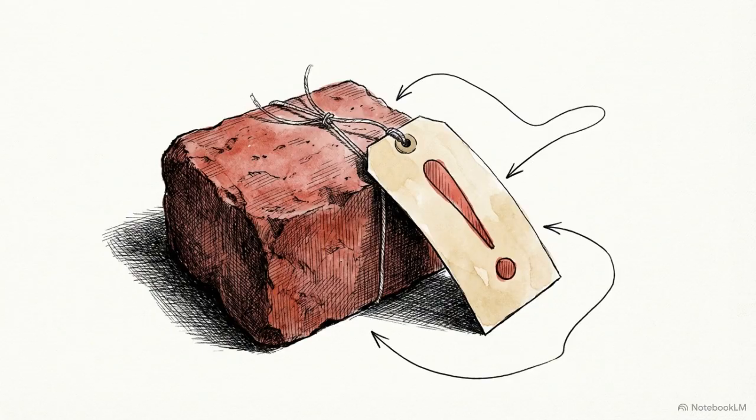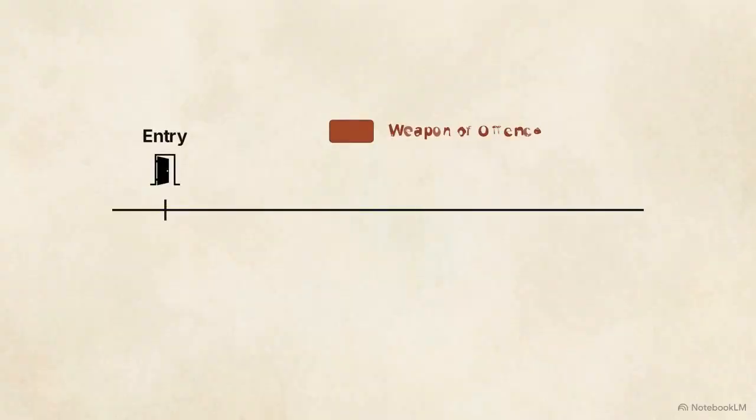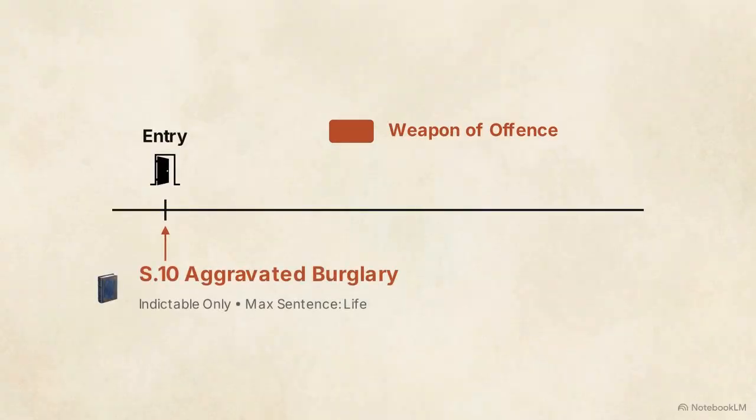Finally, the escalation. If the prosecution proves Christina carried the brick into the house intending to use it to incapacitate an occupant, the brick becomes a weapon of offense. She would be liable for Section 10 aggravated burglary from the exact moment she crossed the threshold.